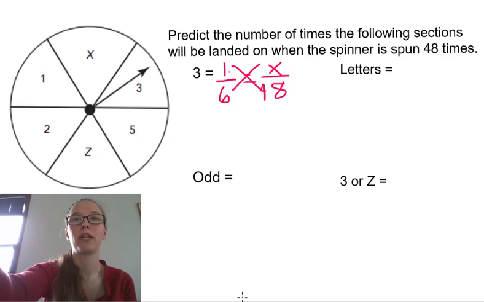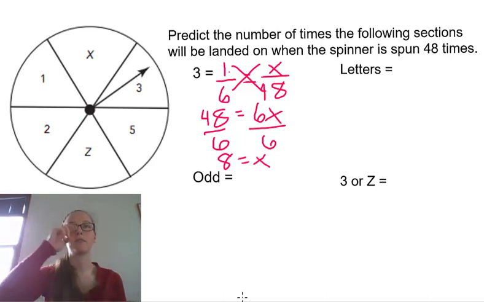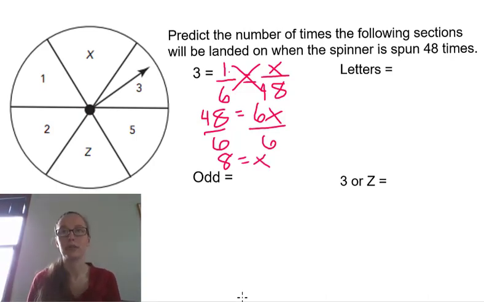So 1 times 48 is 48. 6 times x is 6x. We are going to do the opposite of multiplying by 6, which is dividing by 6. 48 divided by 6 is 8. So the number of times we can predict to land on the number 3 when we spin it 48 times is 8. It's not guaranteed it will land 8 times, but we can give a prediction. We can guess based off the information we're given.